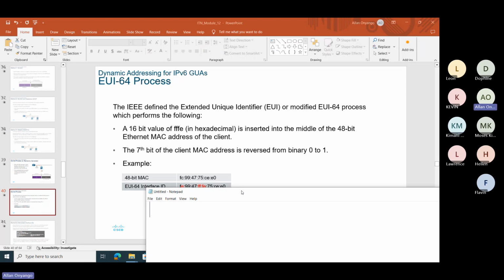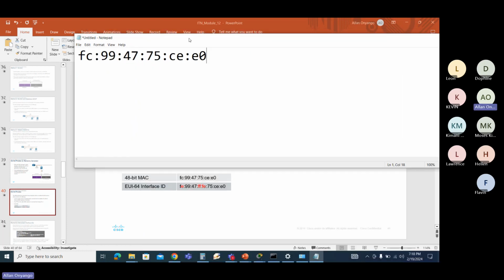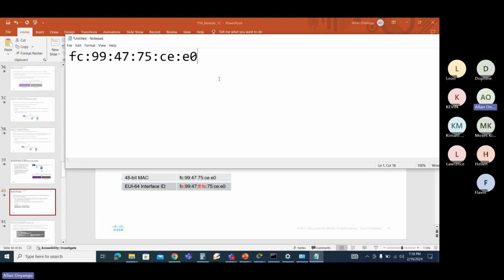The MAC address there is FC:99:47:75:CE:E0. Normally, this is the MAC address of my PC. So we want to see how the PC uses the EUI-64 process with the MAC address to obtain 64 bits. Because up to here, these are hexadecimal numbers.